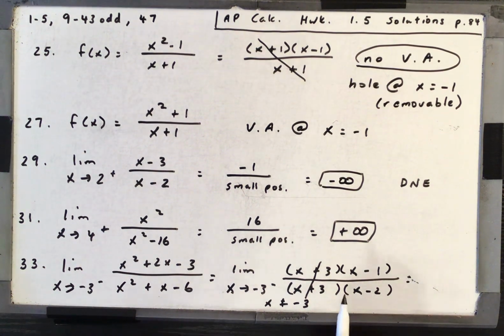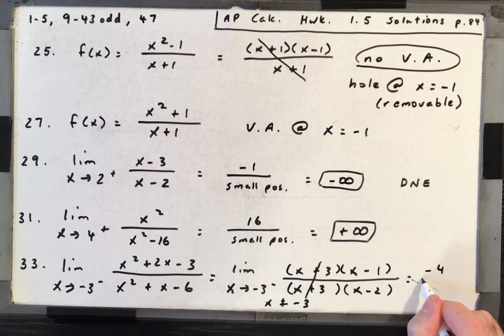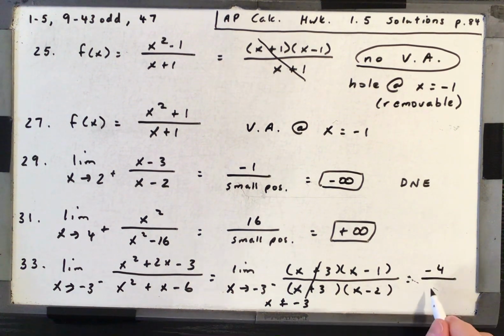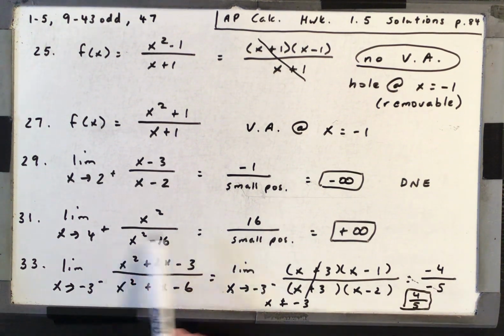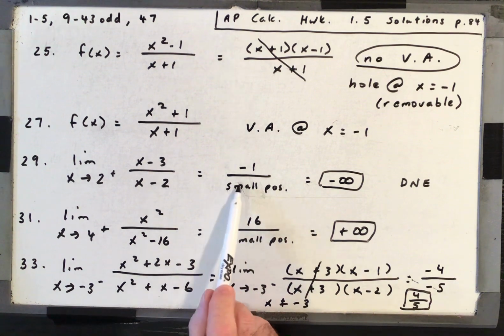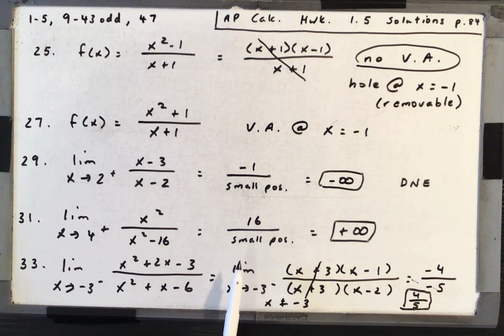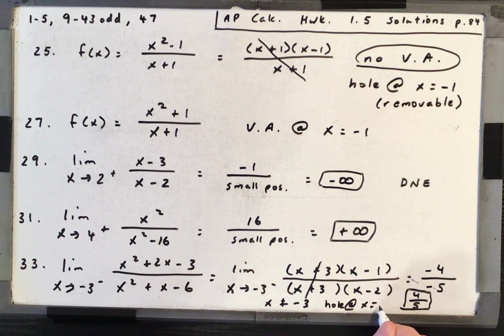So we don't have to look at the whole small positive thing and all that here, since now you can plug the numbers in. Negative 3 minus 1, that'd be negative 4. Negative 3 minus 2 would be negative 5. So the answer on that one is 4/5. It's only when you have a number over 0 situation that you need to look at the small negative, small positive thing. But we didn't have that anymore once we canceled this out. We do have a hole at x equals negative 3, but it didn't ask you for that. The limit is 4/5.